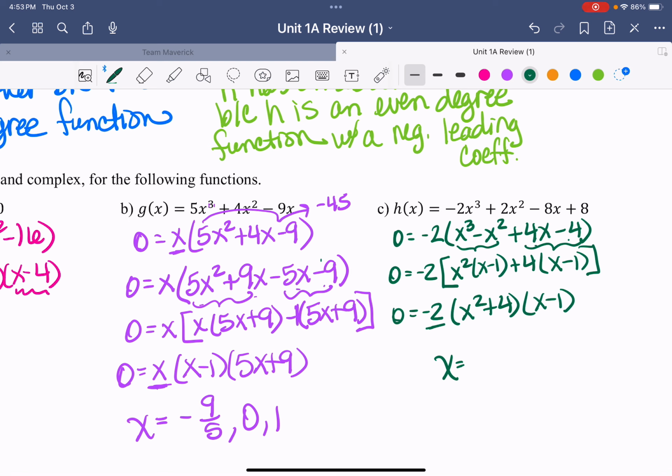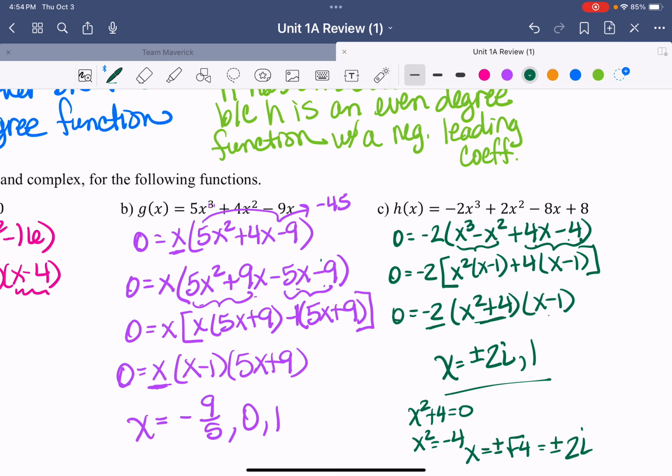This does not give me a 0. This does not give me plus or minus 2. If you need to write it out, this is x squared plus 4 equals 0. So x squared would equal negative 4. So x equals plus or minus the square root of negative 4, which is plus or minus 2i. So plus or minus 2i, and then this gives me a 0 of 1. And those are my zeros right there.